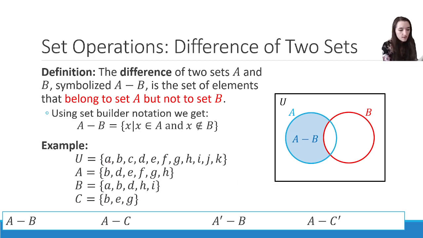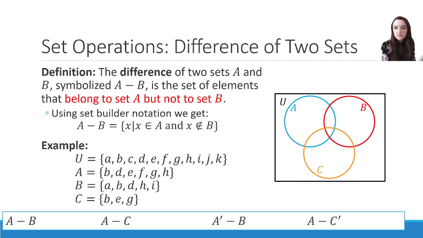So, here we have A is B, D, E, F, G, H, B is A, B, D, H, I, C is B, E, G, and U is the letters between A and K. So in this case, we actually have a three-part set where none of the sets are the empty set. So we're going to be introduced to a three-part diagram. We're going to explore three-part diagrams a lot more a little bit later. But for right now, just realize that all we're really doing is we're placing these elements and then putting a circle around them, right? That's all that's happening.